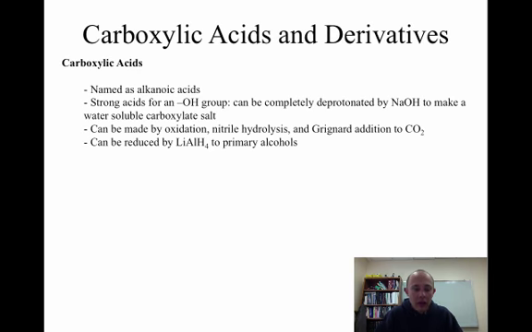So to summarize, what do we need to know about carboxylic acids? We need to know that they're named as alkanoic acids. Ethanoic acid, propanoic acid, butanoic acid, pentanoic acid, etc. Carboxylic acids are pretty strong acids for those things that contain an OH group. We know that they're acidic because of resonance, and there's 3 ways that we know to make carboxylic acids.